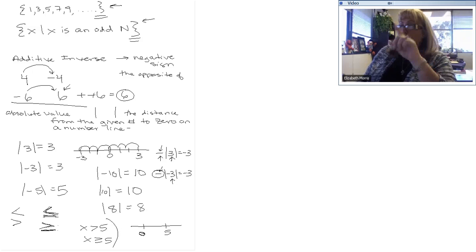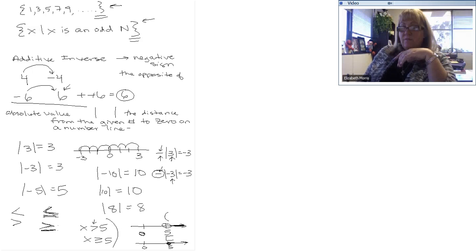Now, the old way was, if it was like this, try to remember this. If it's greater than 5 but not equal to, you'd put an open circle and you shade in this way. And if it was greater than or equal to, then you'd put a closed circle and you'd shade. Well, instead of open circles and closed circles, we use something different now. We use parentheses or brackets.